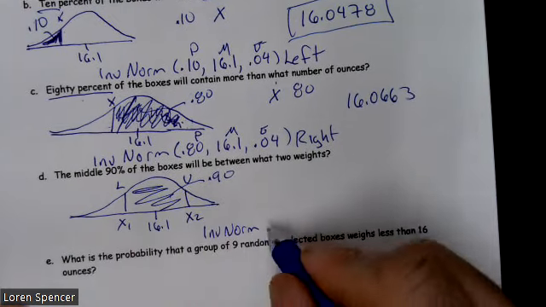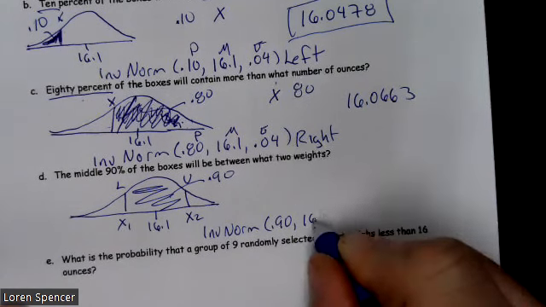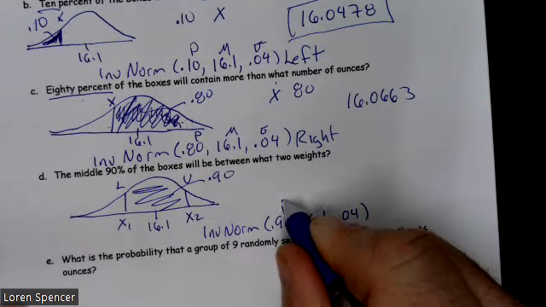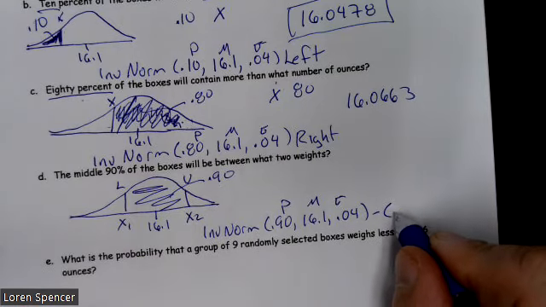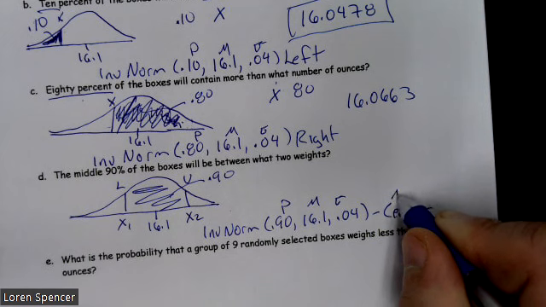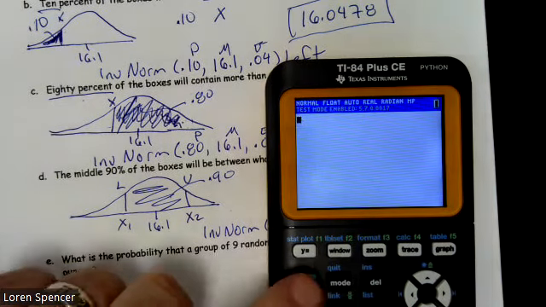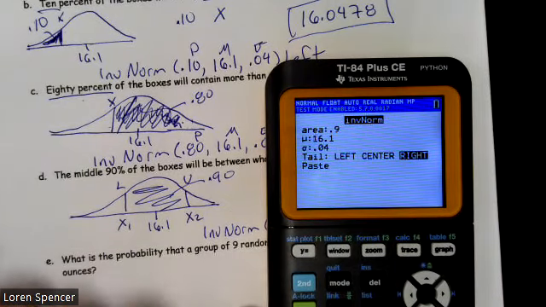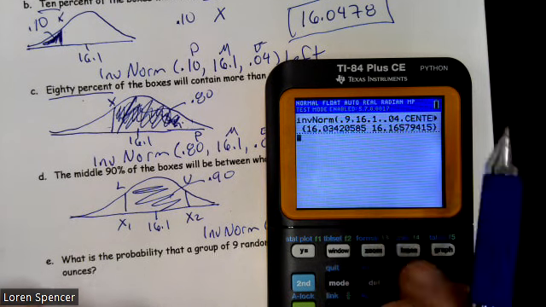So inverse norm, our area is 0.90. Our mean is 16.1, and our standard deviation is 0.04. That still hasn't changed. So percentage, mean, standard deviation, and we happen to be in the center, or middle. So let's go to the calculator. Second vars, inverse norm, 0.9, mean 16.1, standard deviation 0.04. Oh, they asked for the center. There it is, and we got two values.